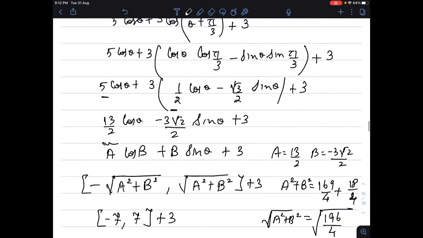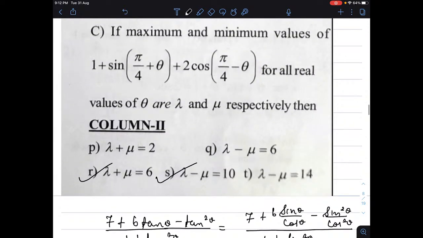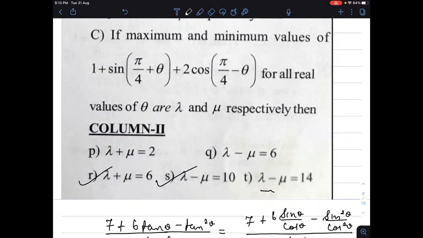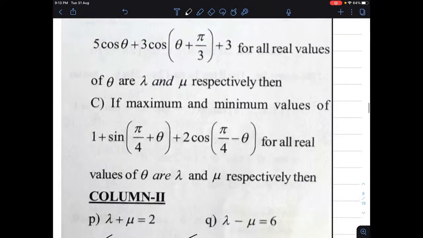14 and 6 are the values of lambda minus mu and lambda plus mu. So lambda minus mu is 14, that is option T, and lambda plus mu is 6, that is R. So for this one we would have to mark R and T over here.